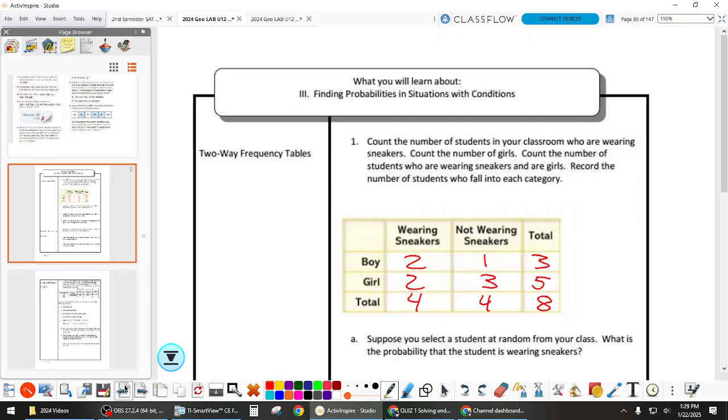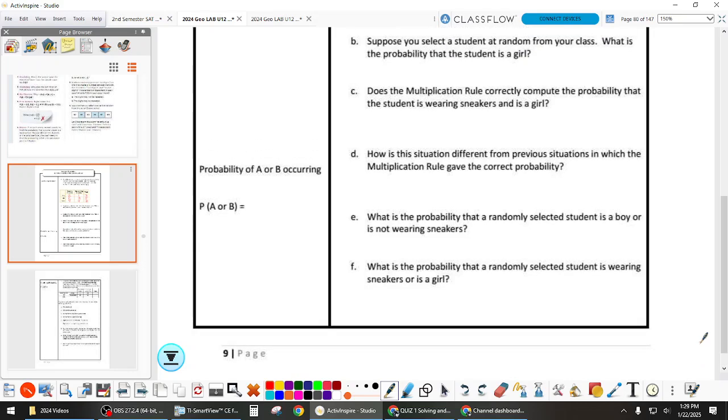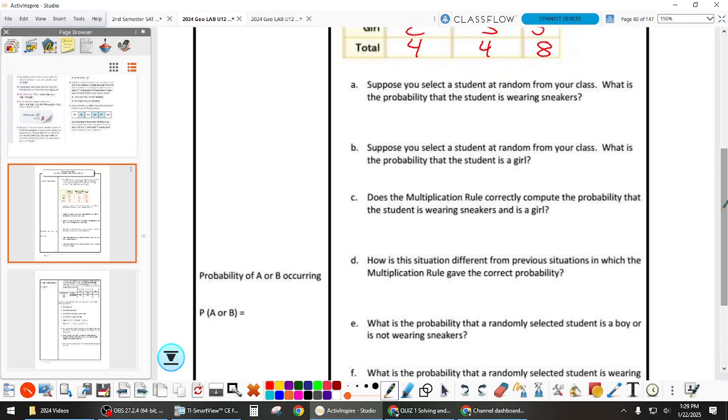Okay, this is going to be a good review. So go ahead and do all of page 9, and then we'll come back and check. What do you think? Like 5 minutes, maybe? Yeah. 6?